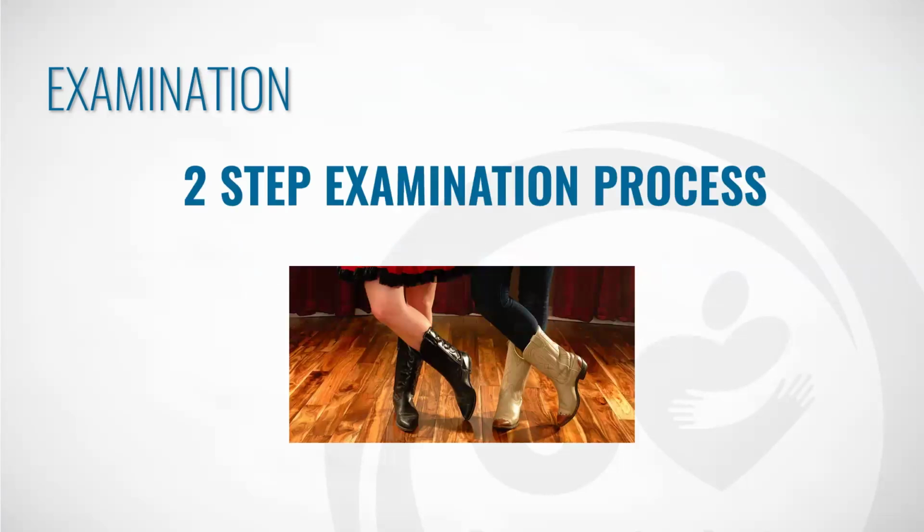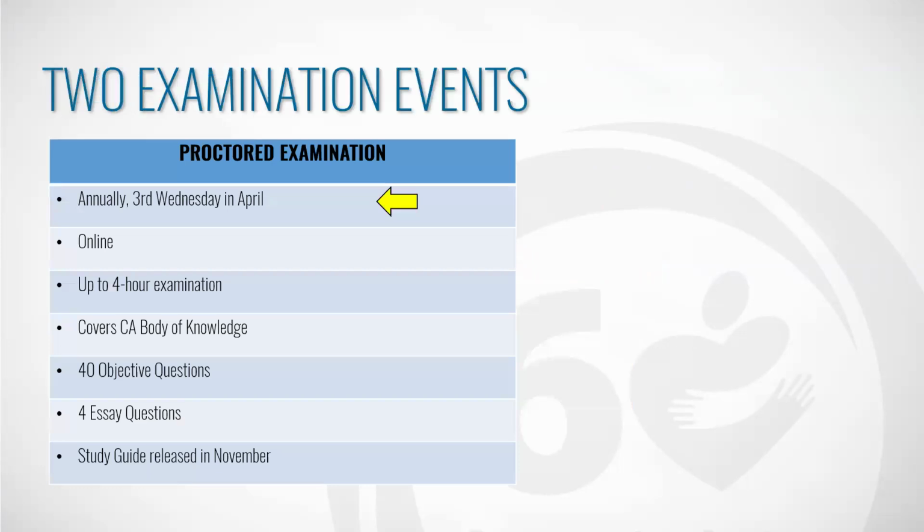And we have a 2-step examination process. See what I did there? Cute little, yeah. Okay. There are 2 types of examination events to become a CCAP. The first one is the proctored examination, right? That is the traditional examination. It's held on the 3rd Wednesday in April each year, once a year.